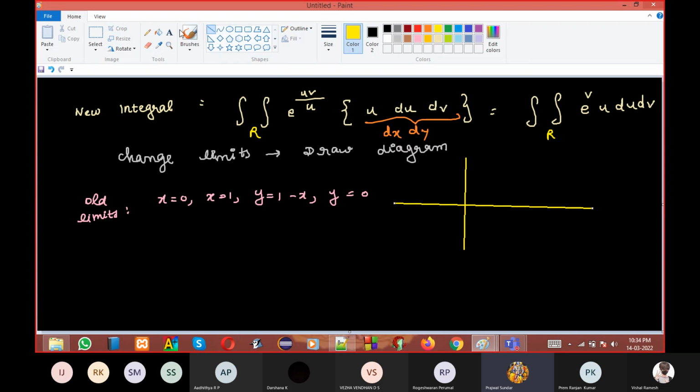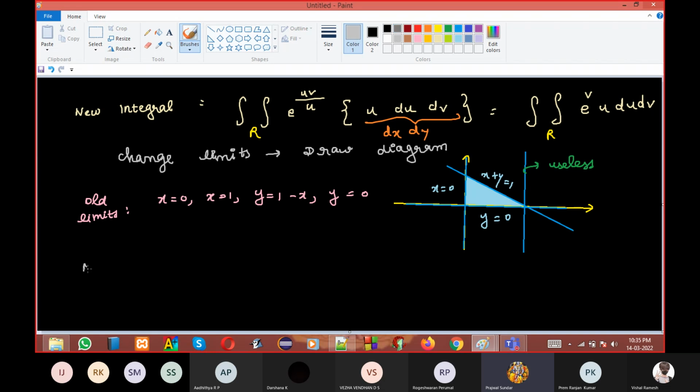In this diagram, if I draw x is 0, x equal to 1, y equal to 1 minus x, y equal to 0, what am I getting? A triangular region. This is y equal to 0, this is x equal to 0, this is x plus y equal to 1, correct? So this part is useless, don't worry about it. You have a triangle, this is the old limit. The old limit says you have a triangle bounded by x equal to 0, y equal to 0, x plus y equal to 1. Now how to write the new limit?